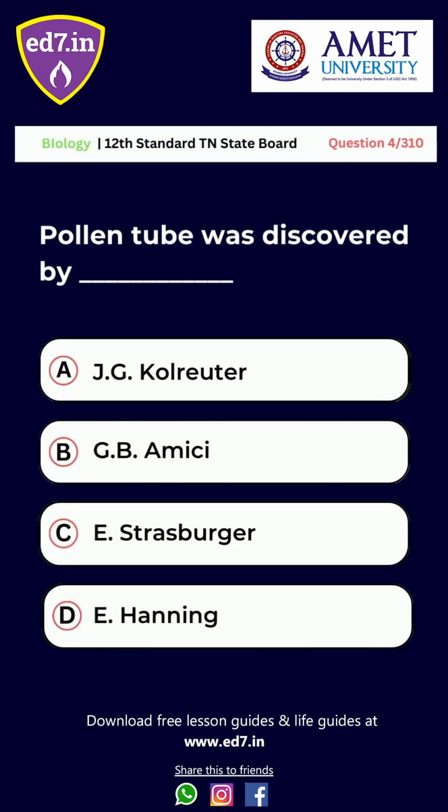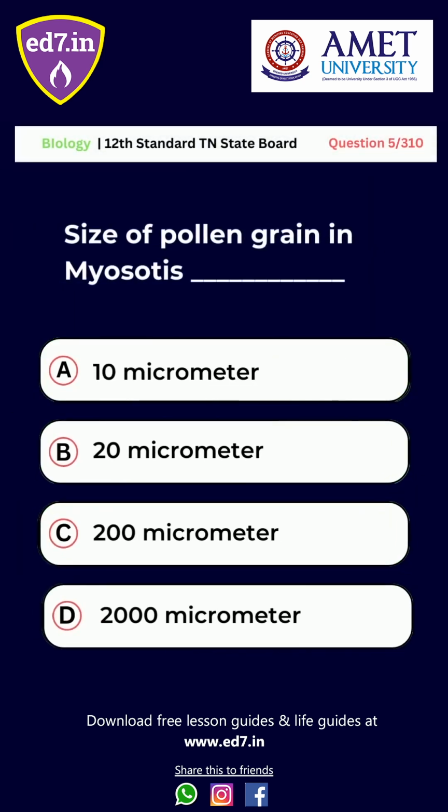Question number 4. Pollen tube was discovered by option A. J.G. Koelreuter. Option B. G.B. Amici. Option C. E. Strasburger. Option D. E. Hanning. And the right answer for this question is option B. G.B. Amici.